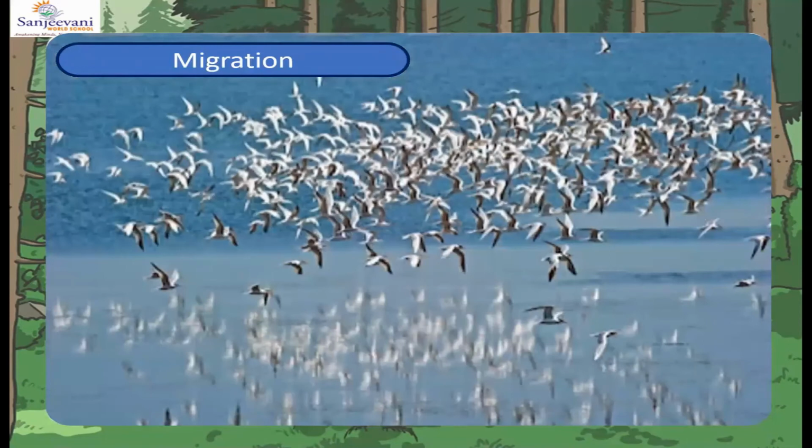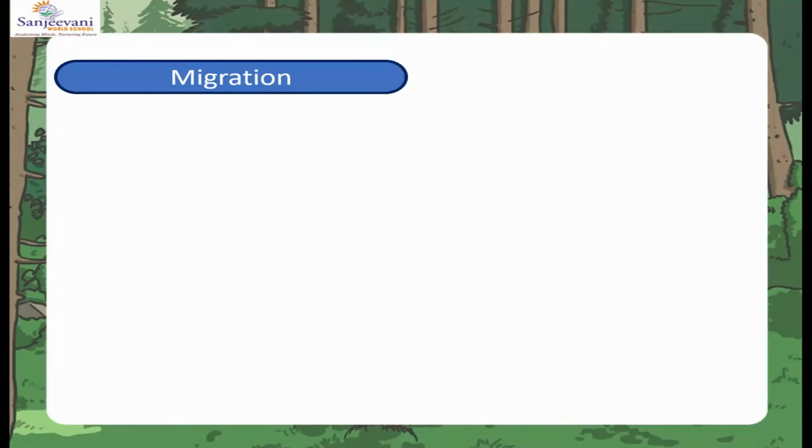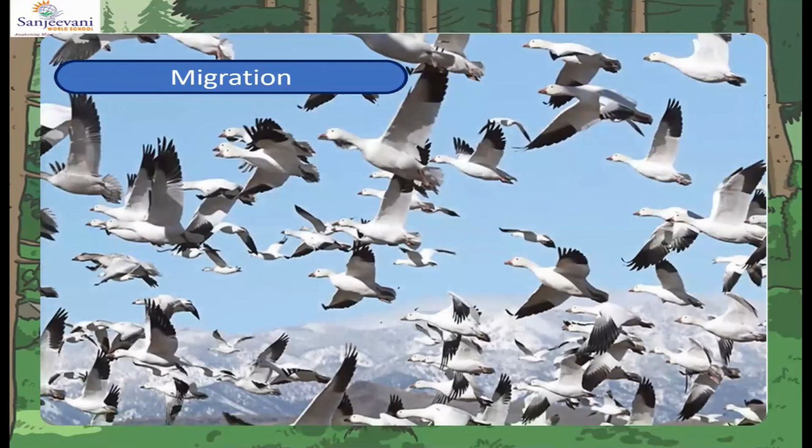These birds go back to their subpolar homes when winter is over. They do this every year, and these regular trips are known as migration. They go back to their place from where they have migrated when the climate is normal. This is called migration.